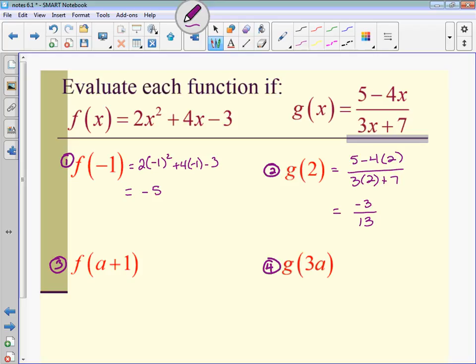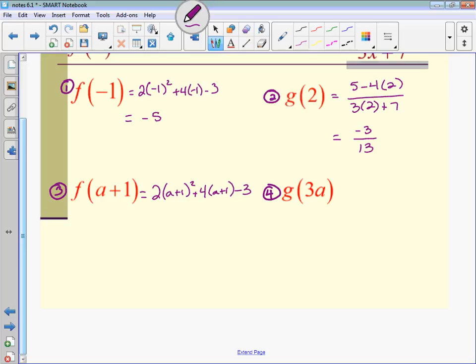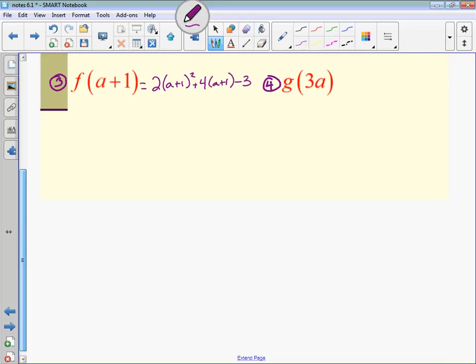All right, so the f of a plus 1. A little more work to do on this one, because it's 2 times a plus 1 squared plus 4 times a plus 1 minus 3. The biggest mistake I see on this is either you distribute the 2 before squaring, or you square incorrectly. What does it mean to do a plus 1 squared? Yeah, a plus 1 times a plus 1, and then you FOIL, multiply it all out, okay?